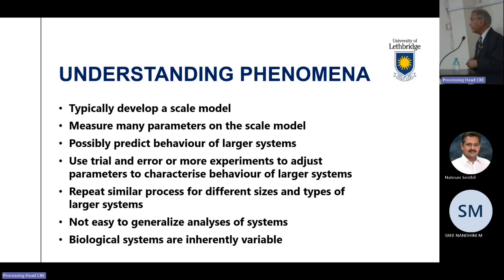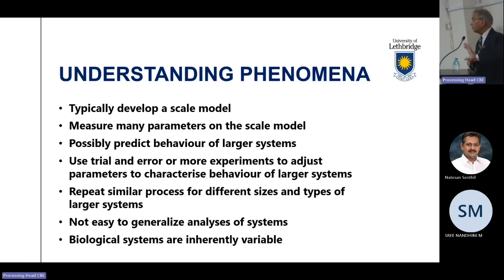Repeat a similar process for different sizes and types of larger systems. So rather than just making one model, you might make two or three models of different sizes, and the dimensional analysis would be done using the different sizes. From that dimensional analysis, you may try to predict the behavior of the larger systems. But it was not easy to generalize from these small model studies, to predict for everything what's happening in the larger system.